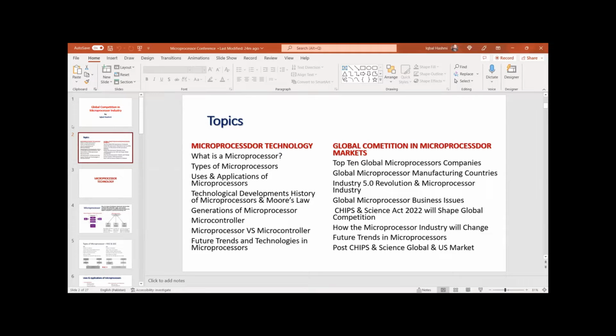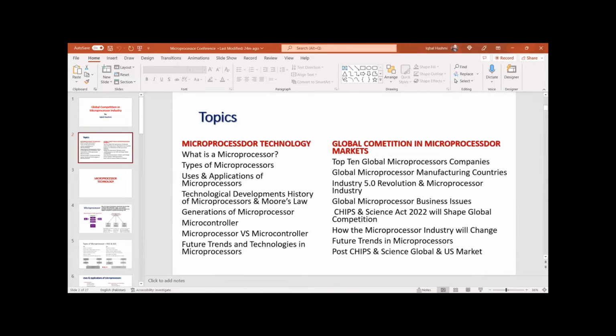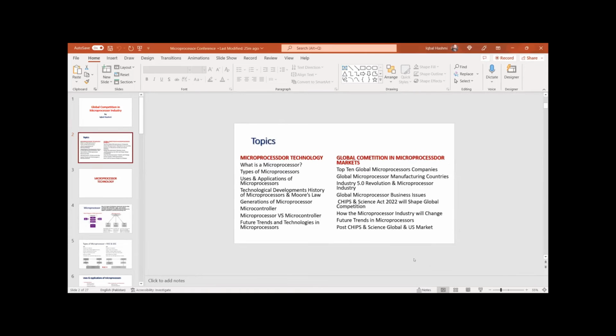First of all, I will briefly discuss what microprocessor technology is, because our learned speakers from other countries are already covering this topic. So I will briefly cover this: what a microprocessor is, what the types of microprocessor are, what their uses are, what the technological developments so far in this area are, and Moore's law, which is famous in the microprocessor industry, and the generations of microprocessor up till now.